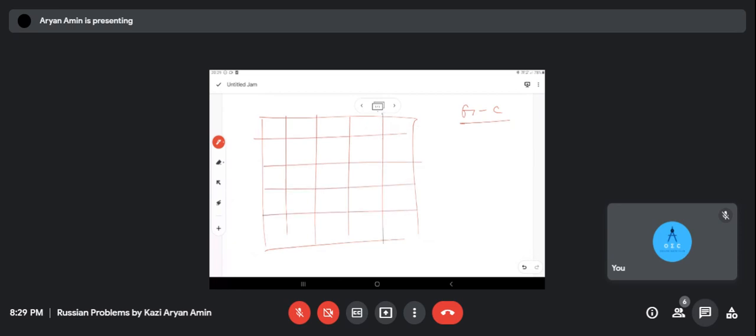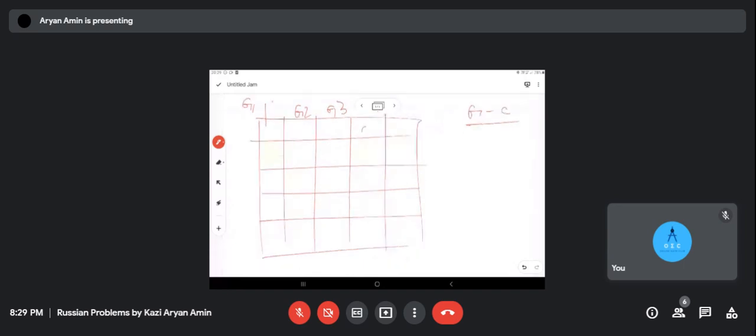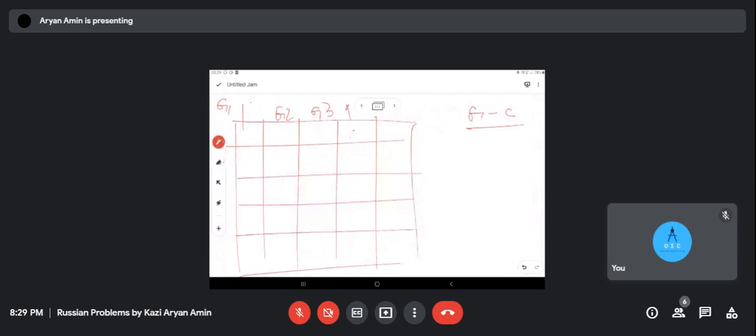Okay, making it 5 plus 5 for now. So what happens is every girl goes to a column of this row and puts one of her balls in every cell of that column. Suppose this column belongs to G1, this column belongs to G2, this column belongs to G3, this is 4 and this is 5, right?